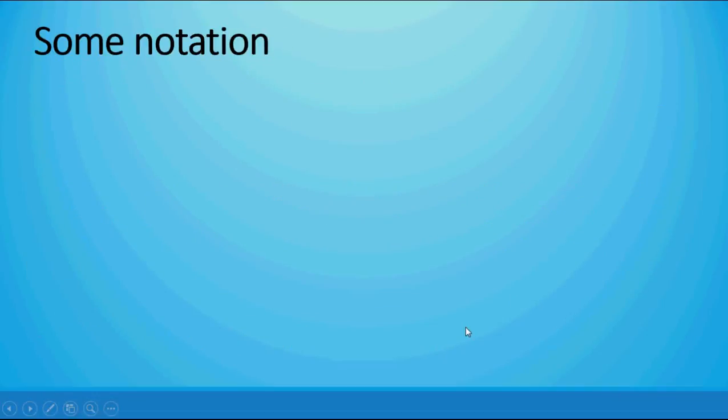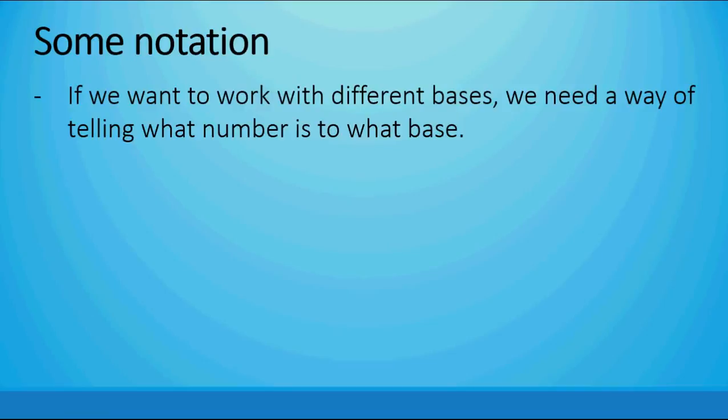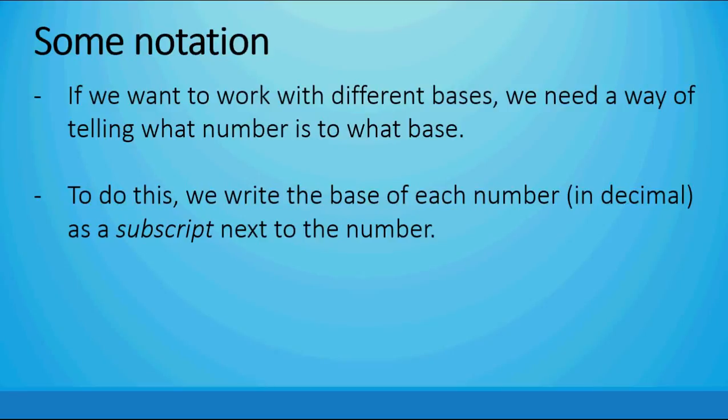Now, of course, this is maths. We need some notation. In particular, we might want to work with different bases, because we want to be converting with bases. We're talking about different number systems and different number bases. So we need to know which number is to what base. And the way we do that in standard maths notation is to write the base of each number in decimal as a subscript next to the number. Note each base is in decimal because that's our standard number system. So hence base 2, base 3, base 4, base 10.